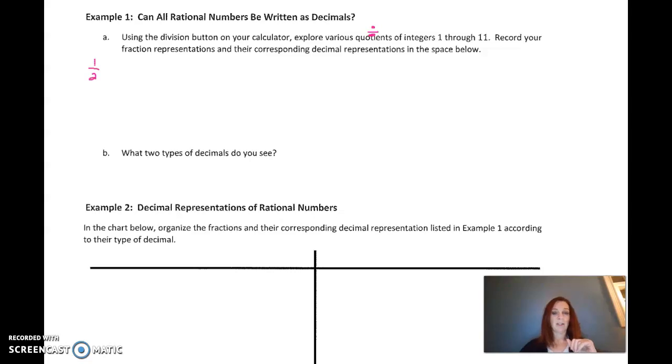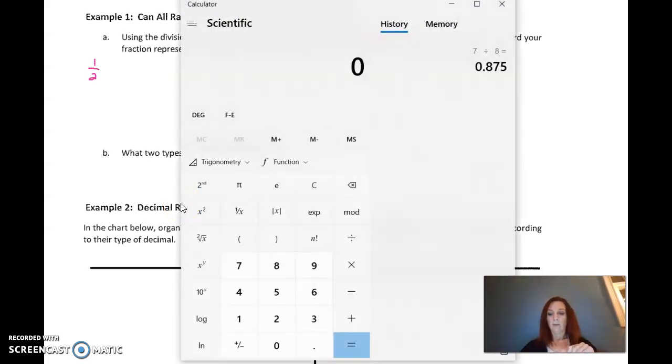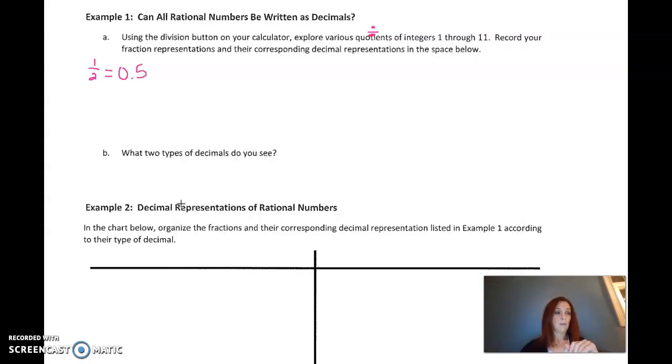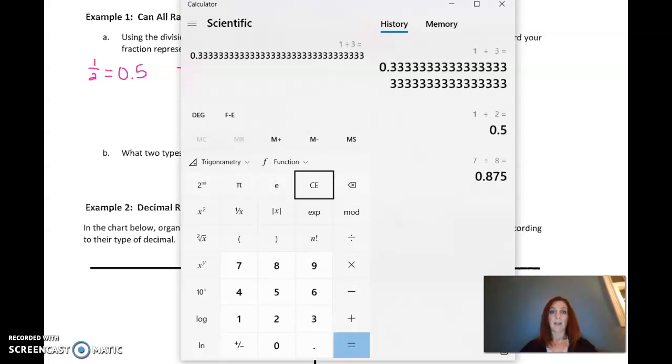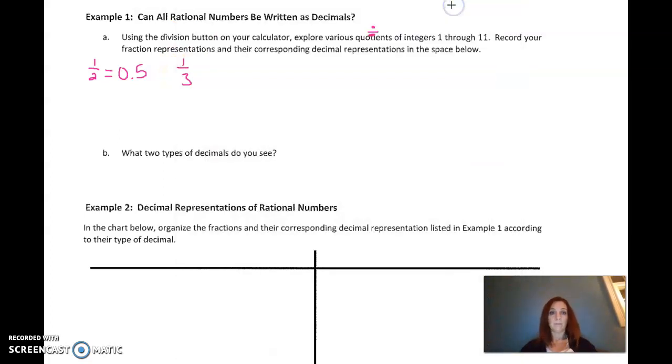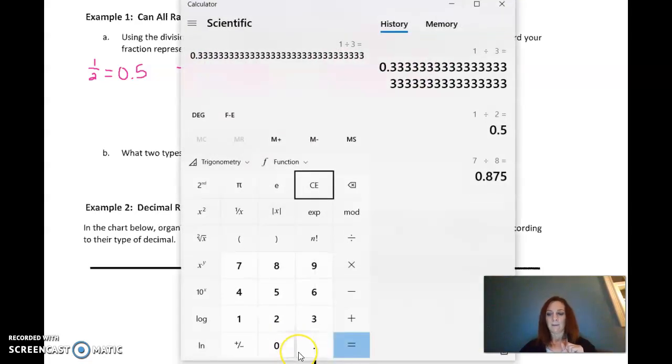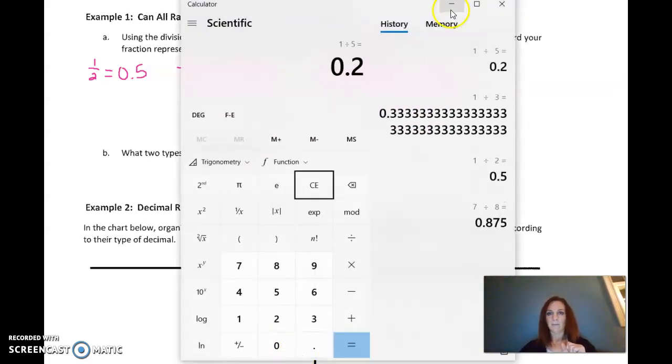All right, so I'm going to go 1 divided by 2, and I get 0.5. And then I'm going to do 1 divided by 3, and I'm going to get 0.333333. And then I'm going to go 1 divided by 4. 1/4, I'll tell you, is equal to 0.25. And if you don't know, type into a calculator 1 divided by 5, 0.2.